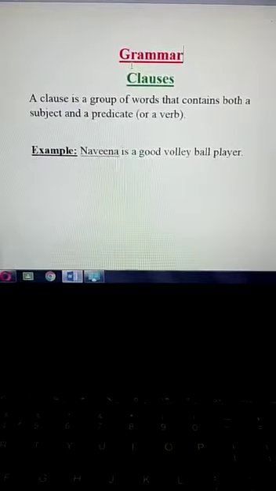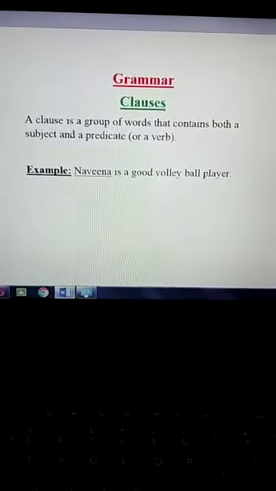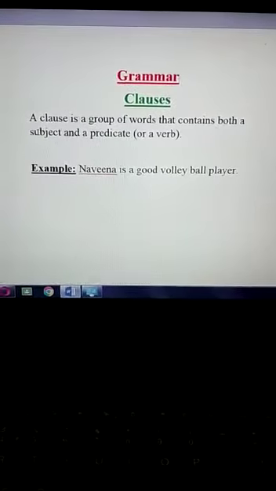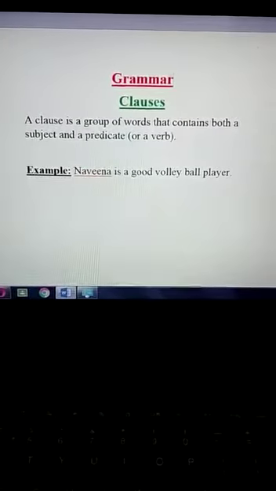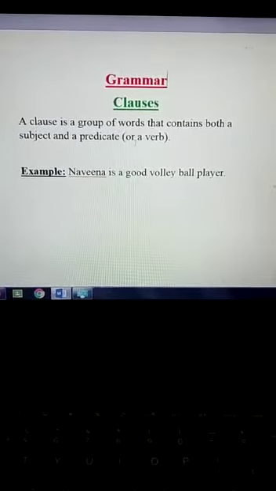Today, I am going to teach you grammar part. In the class, we can see the clause. What is a clause? A clause is a group of words that contains both a subject and a predicate.